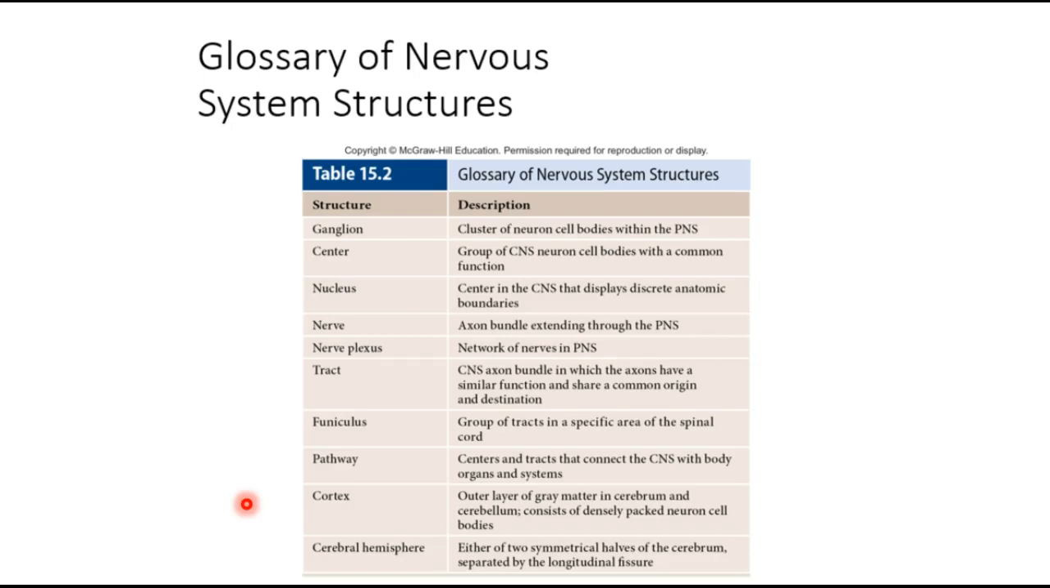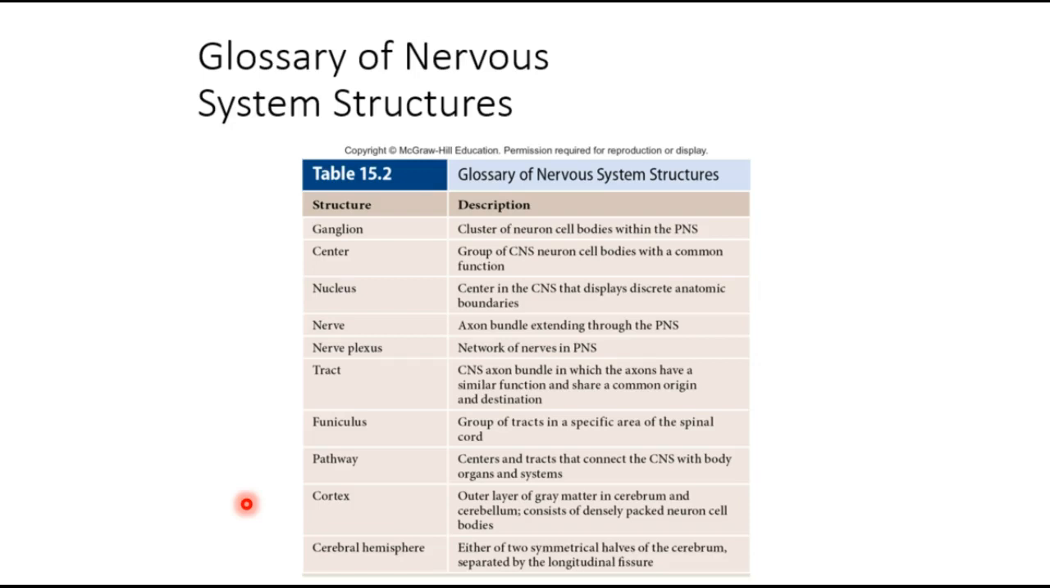So it's not actually correct to call something a ganglion if it's within the brain. I will talk about something that is named ganglia even though it's in the brain, and that's why your textbook has given it a different name. A center or a nucleus are both going to be cell bodies in the central nervous system.